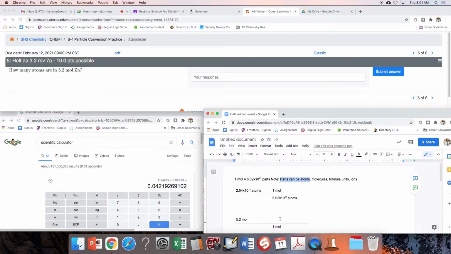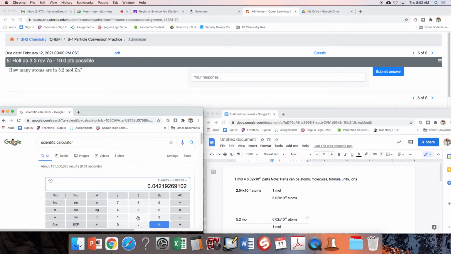So I need my 6.02 up top. So 6.02 times 10 to the 23rd atoms. The reason it's atoms is because zinc is a pure element, and so the smallest part of zinc, its representative particle, is going to be an atom. Same basic principle when I'm putting it in the calculator, only this time my numbers are next to each other, so we're going to multiply.